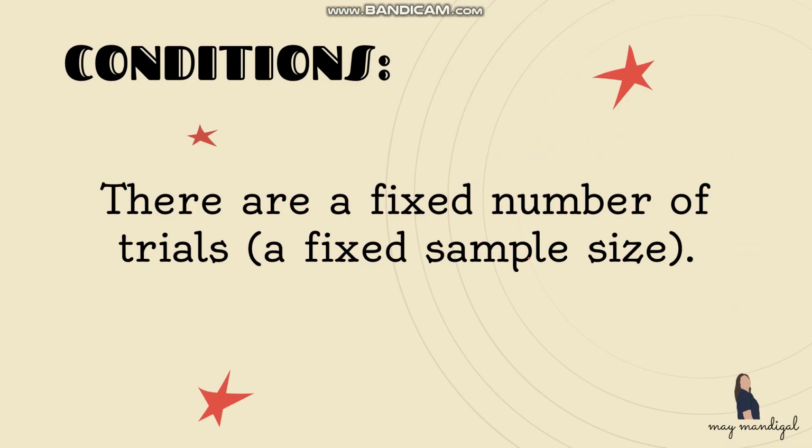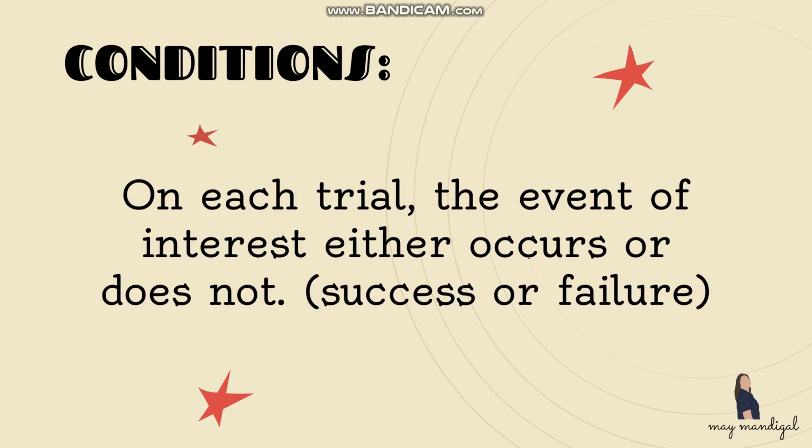Now here are some of the conditions for us to say that a particular variable is a binomial random variable. First, there are a fixed number of trials or a fixed sample size. For example, tossing a coin for 10 times, or counting the items with true in a 10-item quiz. So again, there's a fixed number of trials or a fixed sample size.